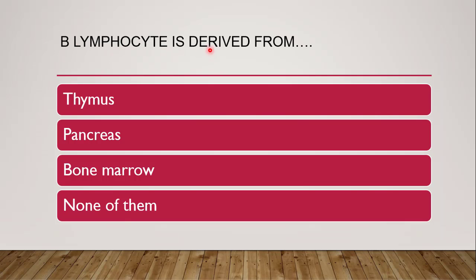B lymphocyte is derived from, whether it is derived from thymus, pancreas, bone marrow, or none of them. The correct answer is it is bone marrow. B for bone marrow. So B lymphocyte is derived from bone marrow and T lymphocyte is derived from the thymus.